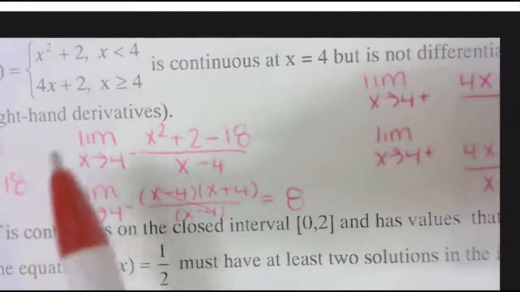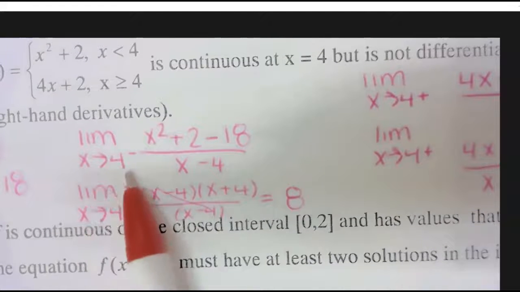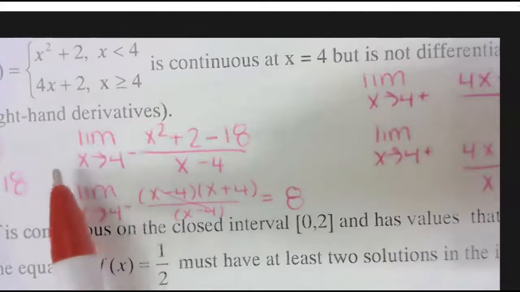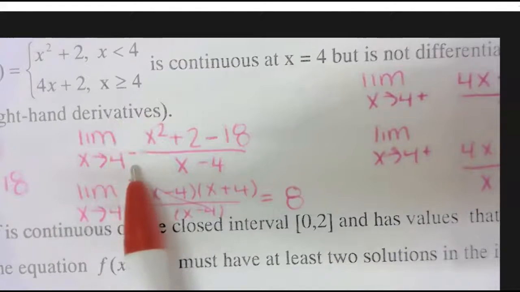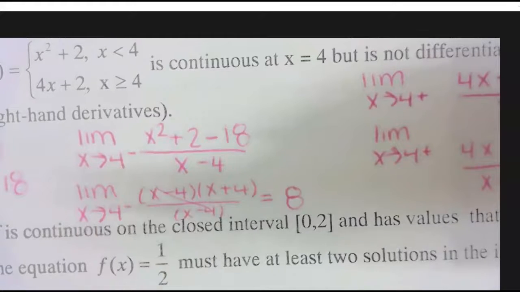So again, this isn't the limit as x approaches 4. This is the derivative as x approaches 4 from the left. This is the left-hand derivative.